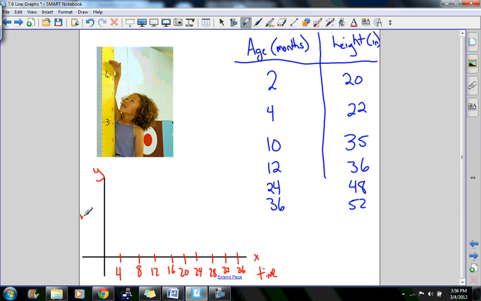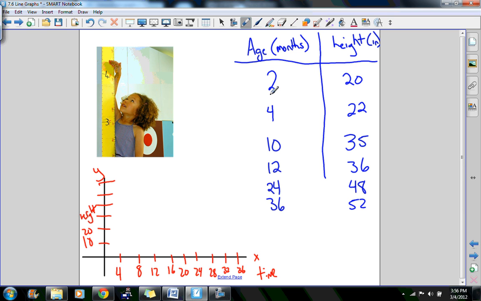I'm going to do height. This goes up to 52, so I'm going to go up by 10s, and so on and so forth. Now, it doesn't matter what you go up by, but then you just have to graph the data.